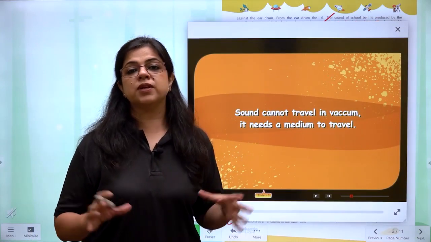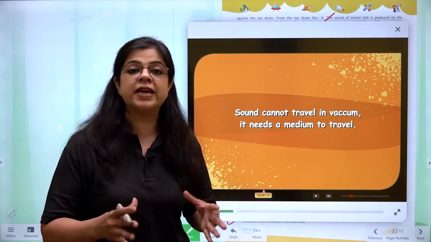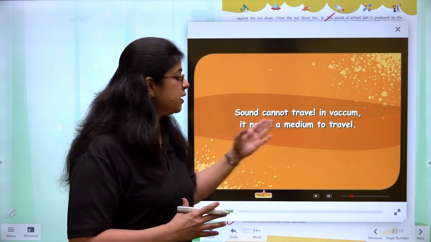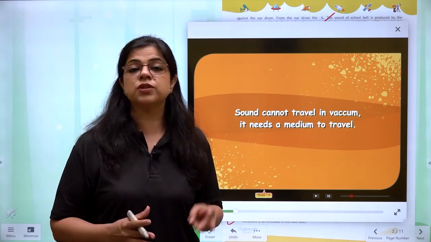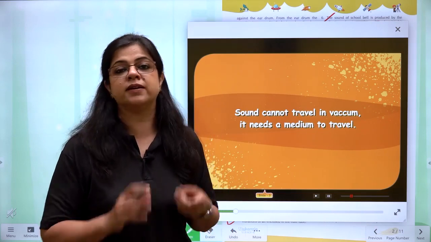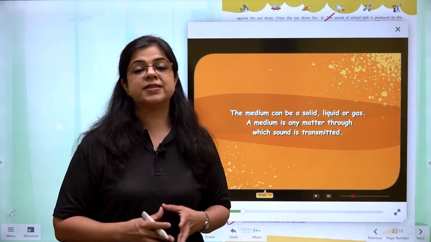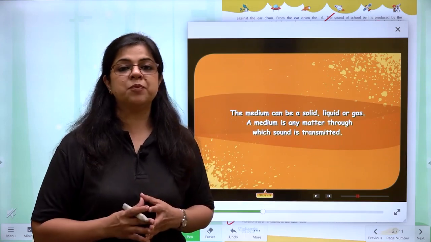What does vacuum mean? Vacuum means a place where nothing exists, not solid, not liquid, not gas. Sound needs a medium to travel. And what is the medium? We have understood that there are only three states of matter: solid, liquid, and gas. So in order to travel, now let us understand one by one how sound travels through these three mediums.